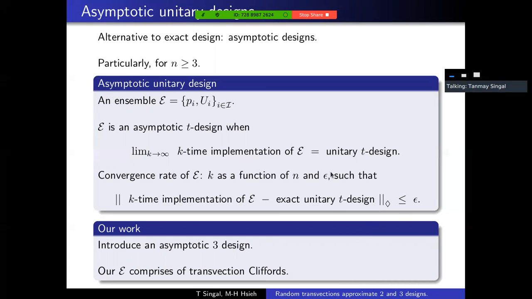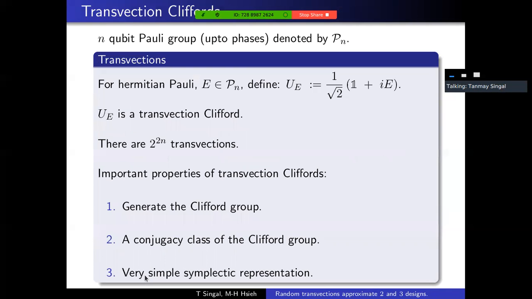Now, in our work over here, we introduce an asymptotic 3 design. This epsilon, that is our ensemble, which is an asymptotic 3 design, comprises transvection Cliffords, which I will briefly introduce in this slide.